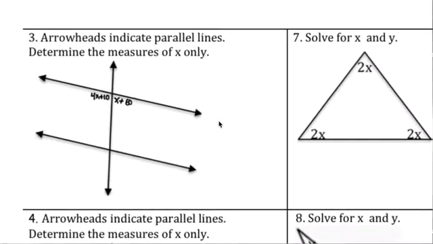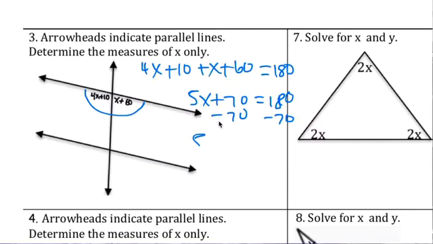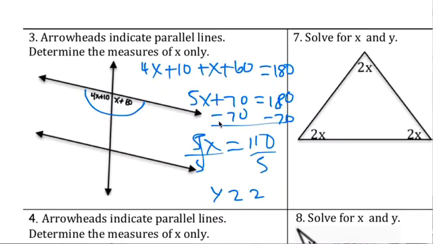Okay, and now this one here, these two equal 180. So you write 4x, the measure of x only, so we don't need to put in all the degrees, plus 10, plus x, plus 60. They add up to 180 degrees. So you would get 5x plus 70 equals 180, minus 70. 5x equals 110, divided by 5. x is 22.